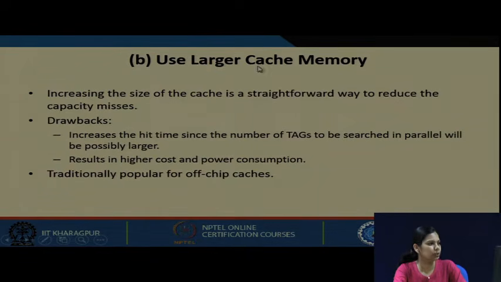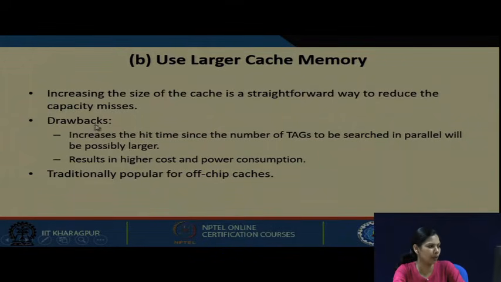Next is use larger cache memory. If you have larger cache memory, then it will be easy. Let us see how it can improve. Increasing the size of the cache is straightforward. We are saying that we will have larger block size. If the cache memory is bigger, that obviously will help. So, it is a straightforward way to reduce the capacity misses.